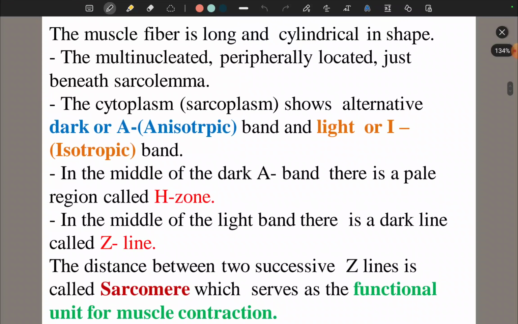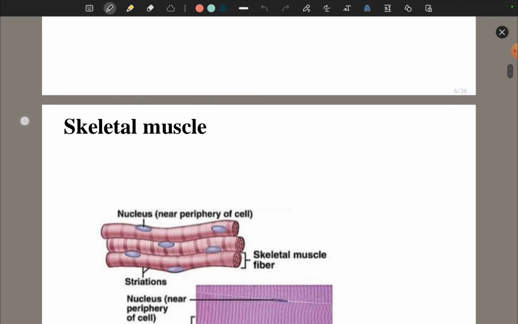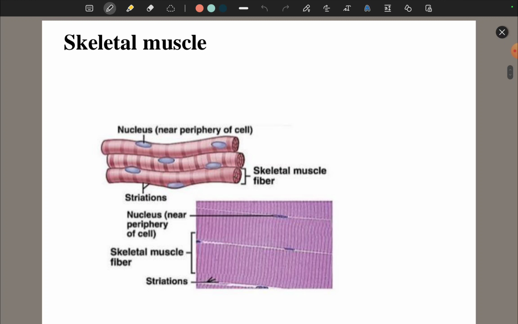The multinucleation is referred to what? To the fusion of many myocytes during embryogenesis, during the process of histogenesis.